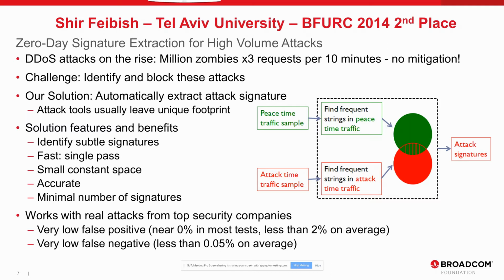And so she framed the problem. There are millions and millions of requests in the denial of service attack per 10 minutes. So you frame that as very important. She has a very compact solution: our solution is to automatically extract the attack signatures. And then she pushes the benefits of this in very clear terms. This is how we're going to make it accurate, with a minimum number of signatures.